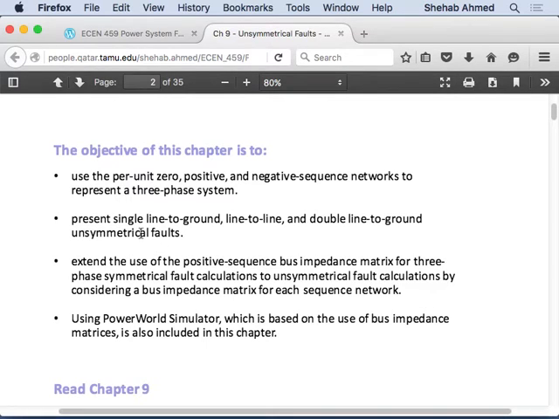So we will talk about three main types of faults: a single line to ground fault, a line to line fault, and a double line to ground fault. These are the three types of faults we're going to talk about, because three-phase faults, we said, are balanced faults. So we know how to do this. I will skip this topic. It's the last two slides of this chapter. It's not as important.